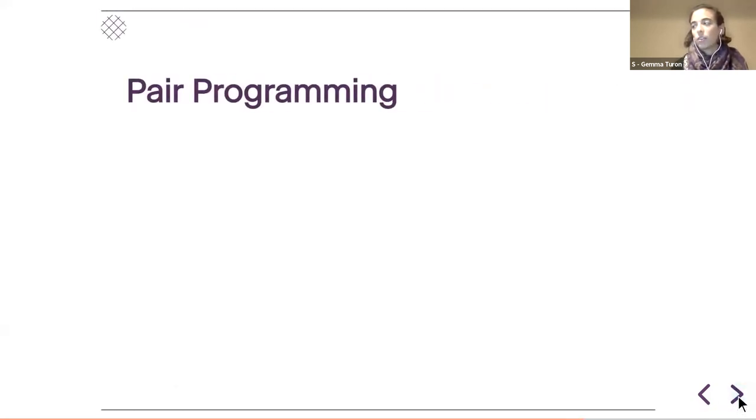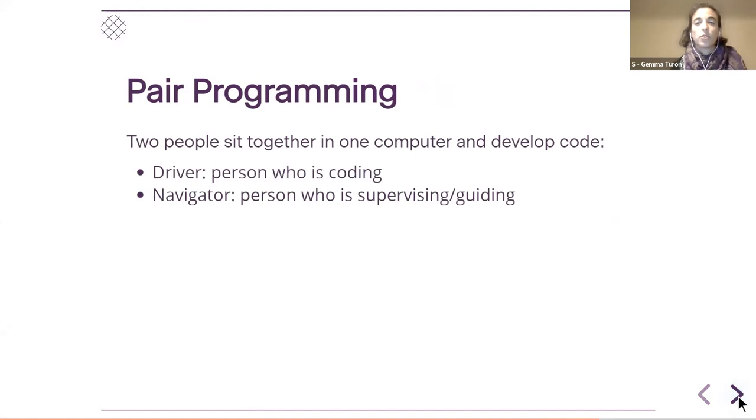The second useful thing to do for code testing is pair programming. Pair programming refers to sitting together with someone and developing code. One person is coding and the other person is supervising the code and guiding the whole direction of it, so that it stays aligned with the end goal, while the coder just needs to focus on the actual functions being written.